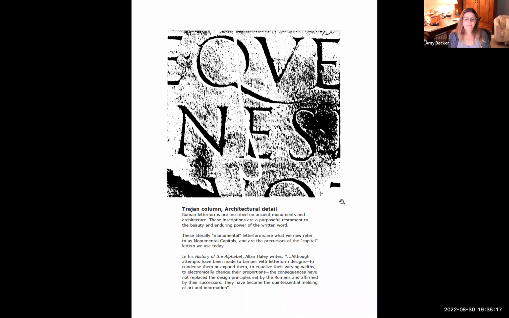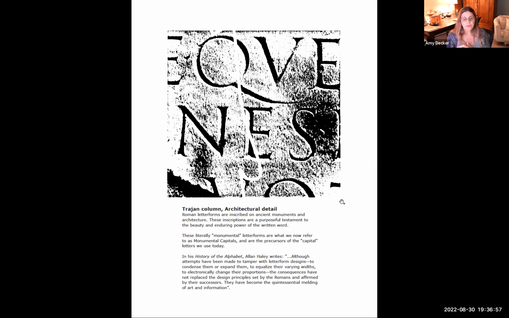So the Trajan column is where Romans were inscribing. They were taking the alphabet and not just writing it on parchment with pen and ink. Being the Romans that they were, they were building monuments and taking over the world. They had to leave their mark in a big way. So they were building monuments, carving and chiseling their letter forms into them. These were literally monumental letter forms, which we now refer to as monumental capitals, and they are precursors of the capital letters we use today.